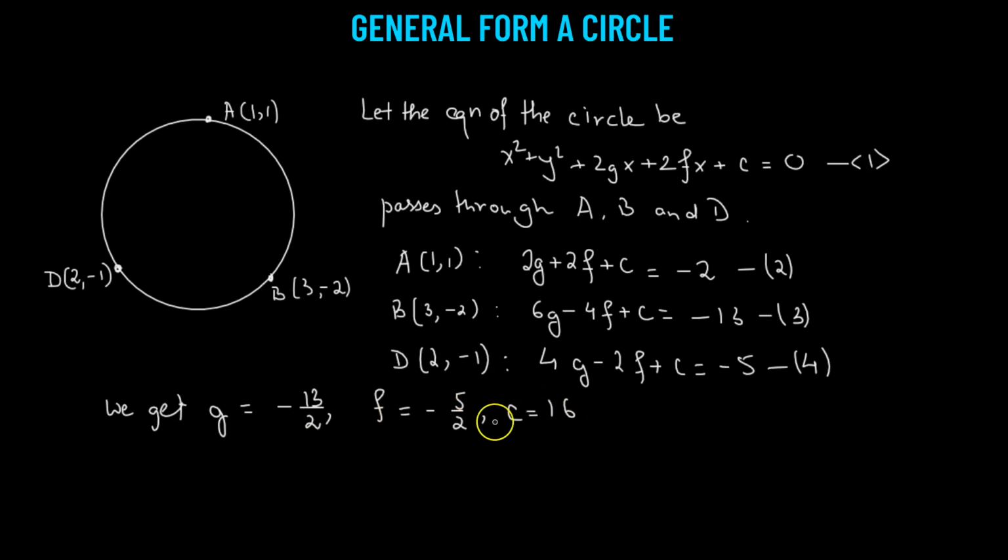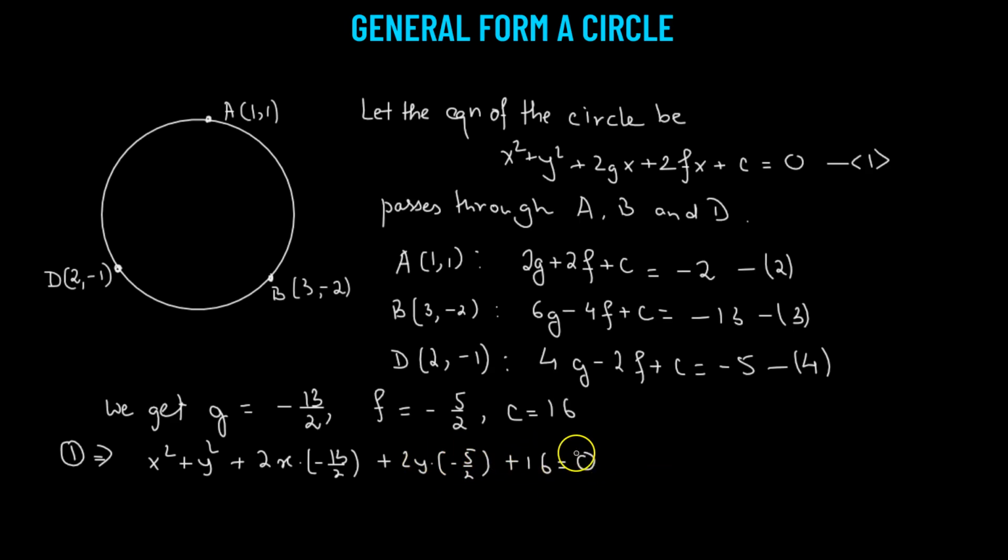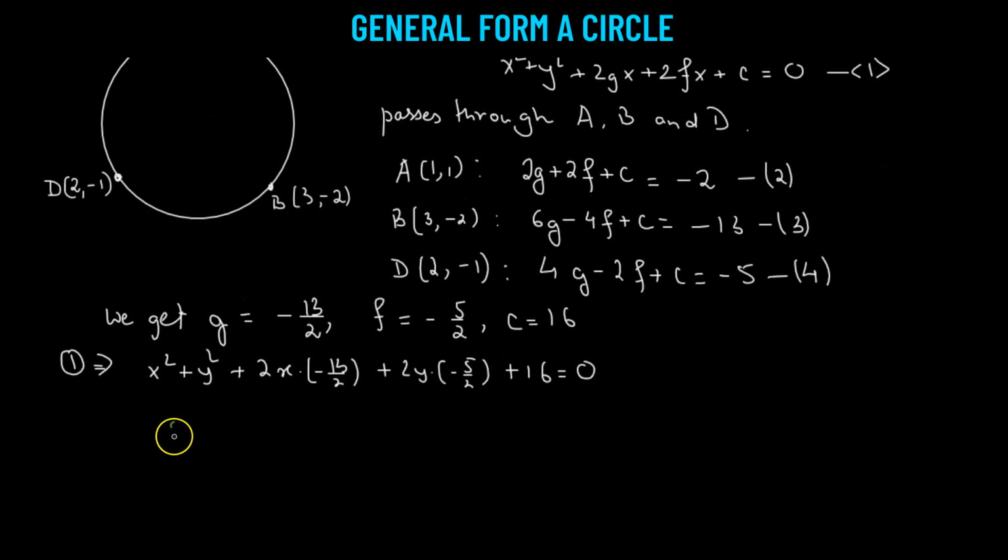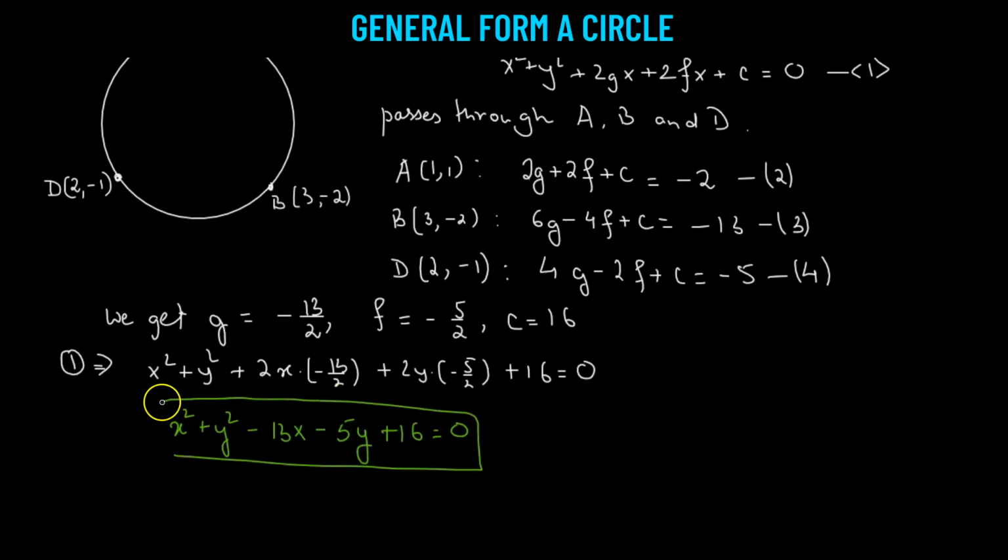So now we have the values of g, f, and c. We can substitute these into equation number 1. We get x squared plus y squared plus 2x times g, so g is negative 13 over 2, plus 2y times f, so f is negative 5 over 2, plus 16 equals 0. Let's further simplify this, and that's going to give us x squared plus y squared minus 13x minus 5y plus 16 equals 0. So this is going to be the equation of the circle.